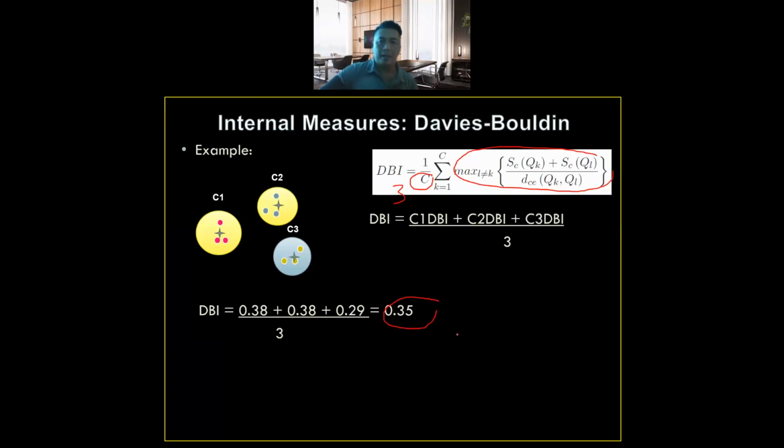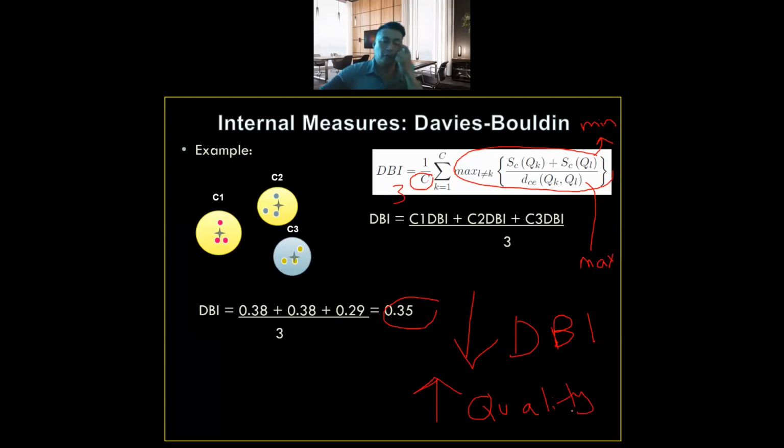Okay? So remember that the distance here we want to maximize, and the compactness here we want to minimize. So basically, based on this formula, you want to maximize the bottom and you want to minimize the top. So the lower the DBI value, the better the quality of your cluster.